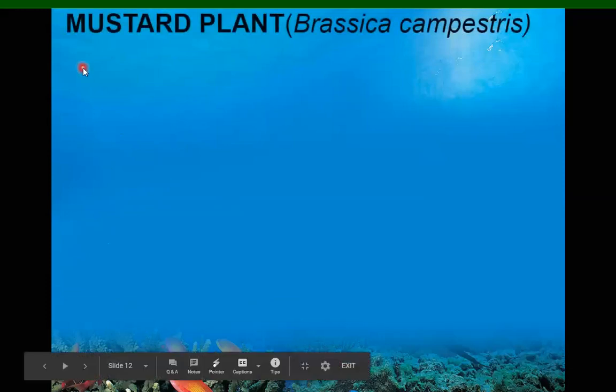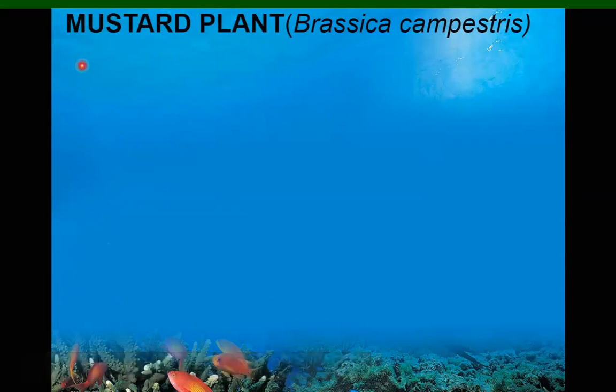Okay, students, as you know that we have discussed the multicellular organisms, so one of the best examples of multicellular organisms along with the human being is the mustard plant from the group plants. The scientific name is Brassica campestris.